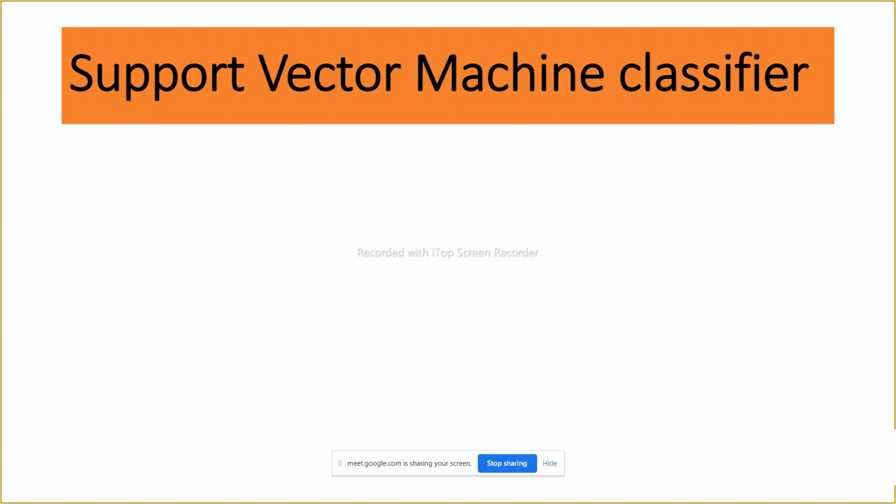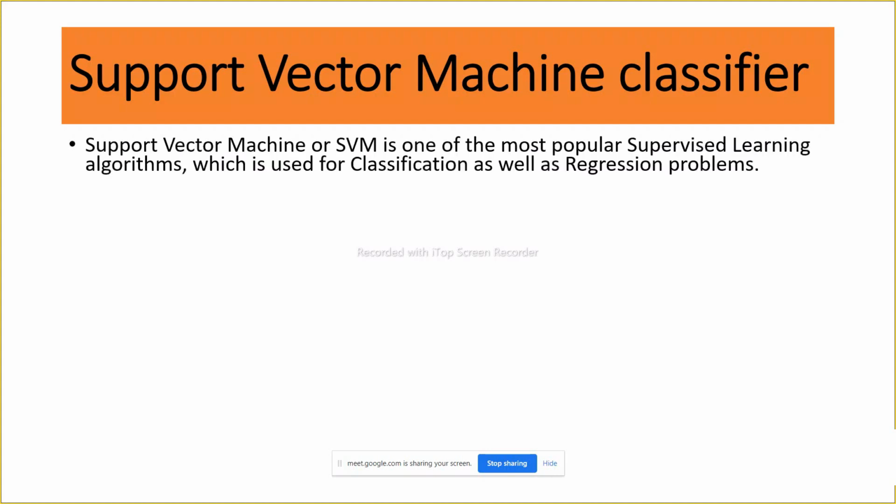Mainly, support vector machine is one of the most popular supervised learning algorithms, which is used for classification as well as regression problems. But this time I use the support vector machine only for classification of different types of features on the earth surface, not regression. Okay, I hope you can easily understand all of these things.